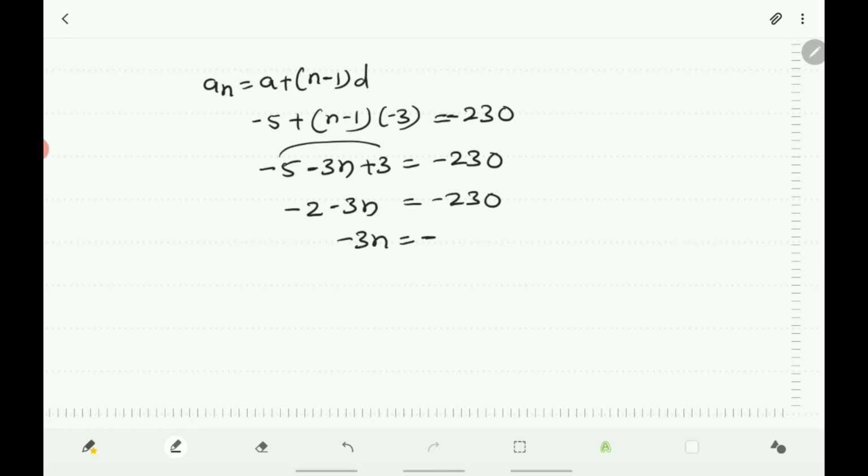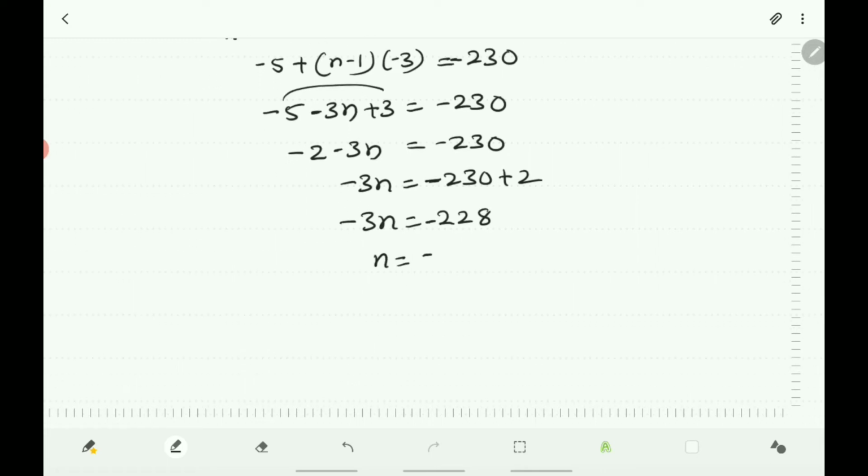Minus 3N is equal to minus 230 plus 2, it becomes minus 228. So the sign is minus. Therefore N is equal to minus 228 by minus 3. Then N is equal to, 3 ones are 3, 3 sevens are 21, and 1 is remaining here, 3 sixes are 18. So you got N is equal to 76.